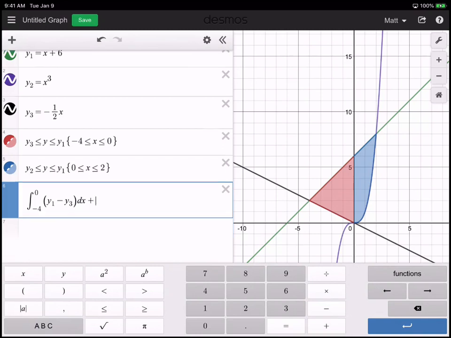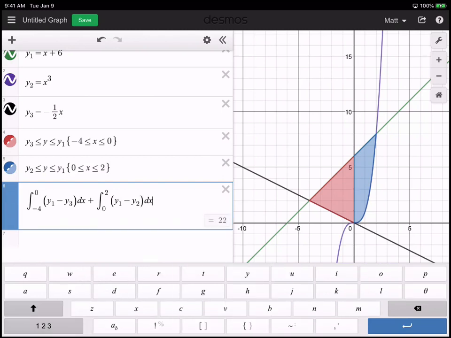And let's go ahead and just add it since we have to. We're going to add the blue area here. And so we need another definite integral. And this one is going to start at 0 and end at, like we found earlier, 2. Now the top function is still the y1, so we'll do that. And then we're going to subtract, well, now we want to subtract y2 from it. That's the purple function. And we're going to put that with respect to x. And we get a total of 22. So the red was 12, looks like the blue is 10, and the total area there is 22.